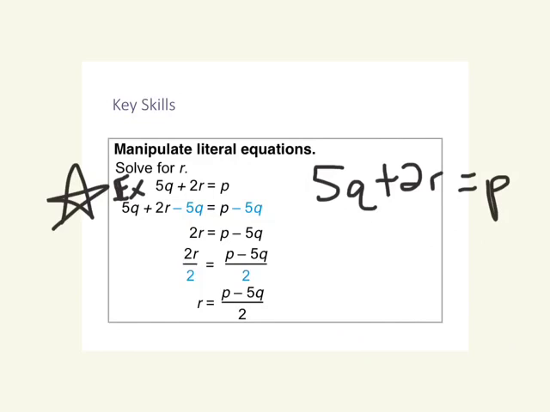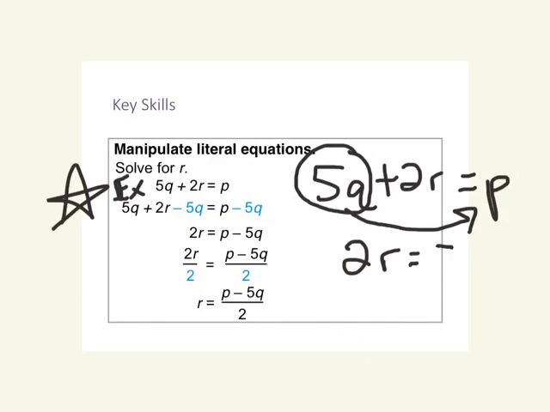To get the variable r isolated, the first thing we're going to want to do is get rid of 5q. So to get rid of 5q, we want to get rid of the whole thing. 5q is being added there. It's a positive 5q. So we're going to go ahead and move it to the other side. When 5q changes sides, it's going to change signs. So now it's a negative 5q plus p. When 5q changes sides, it changes signs.